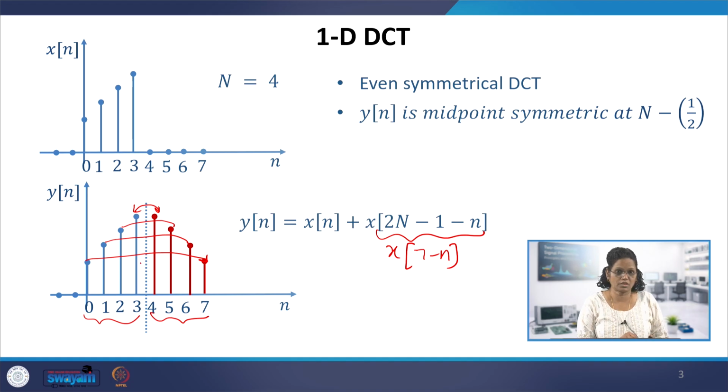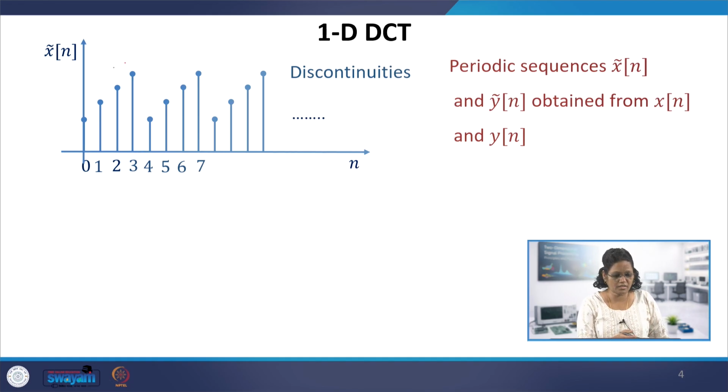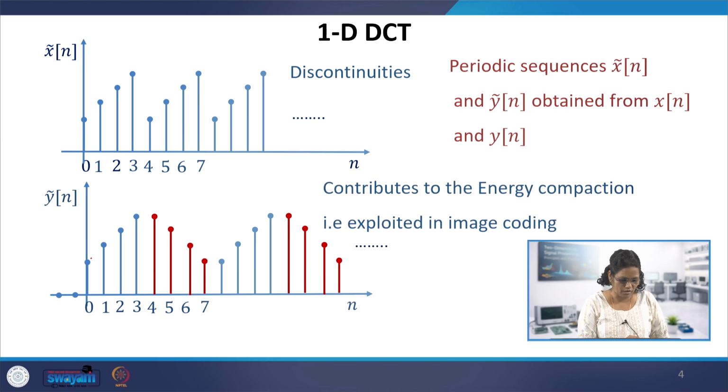Now take the DFT of this sequence, the 2N-point DFT, 0 to 7, that is an 8-point DFT in this case. We can also get the x tilde: if you take x of n as a repetitive sequence of period 4, you can see sudden discontinuities in the periodic sequence. Similarly, if we take y tilde from y of n, these discontinuities are avoided. In the even symmetrical DCT, there are no such discontinuities, and that contributes to the energy compaction property. So it is used in image coding as well, for two-dimensional signals such as images, where we see these DCTs especially used. So getting x tilde and y tilde shows how the discontinuities are avoided.